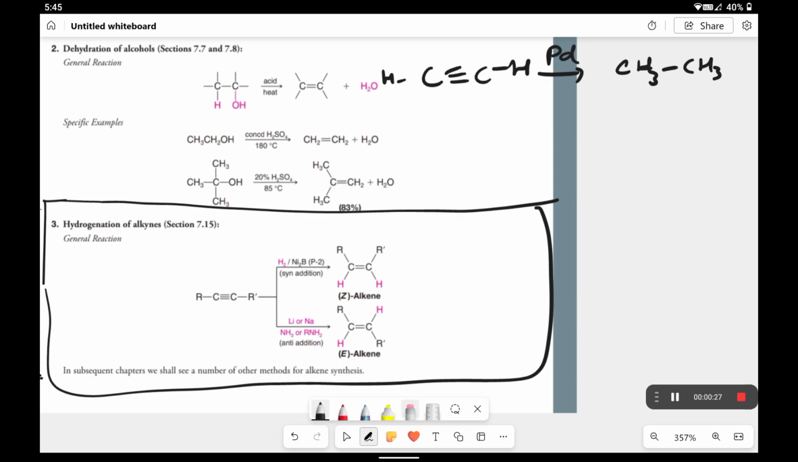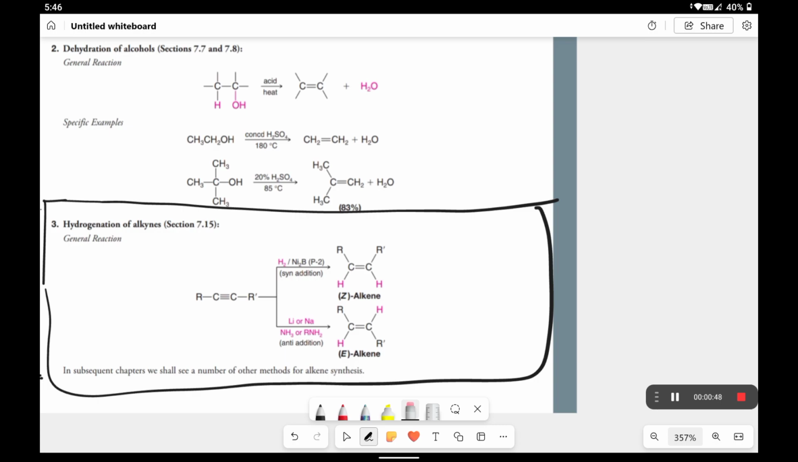Okay, so if you want to convert this alkyne to alkenes, what is the possibility? That is called stereoselective reduction of alkynes. Here we are going to discuss how you can selectively reduce alkynes to alkenes.